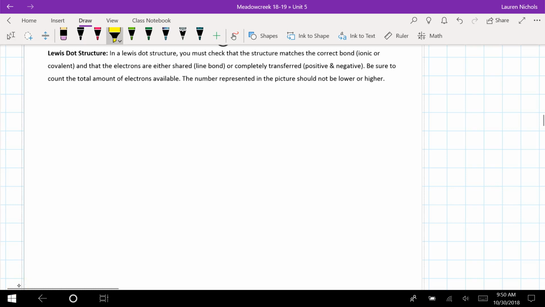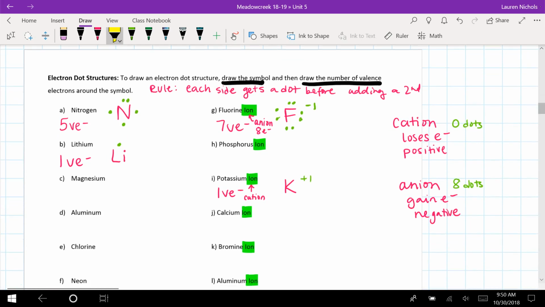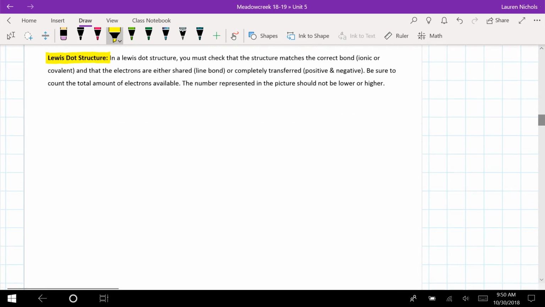So in this video, we are going to be talking about Lewis dot structures. In our last video, we talked about electron dot structures and how to draw them based on their valence electrons. Lewis dot structures are very similar. However, it's about an actual compound, so more than one element that's been bonded together.